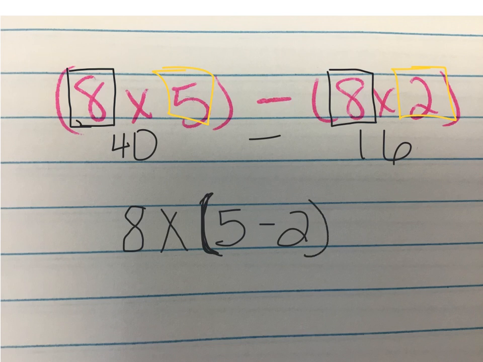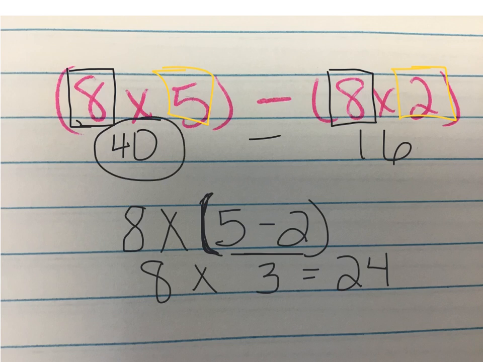So it's just showing you, hey, we can do a simpler math problem. We can take 5 take away 2 first, which we can do in our head. 5 take away 2 is 3. And we could do 8 times 3. They say that that's easier than doing 40 take away 16.